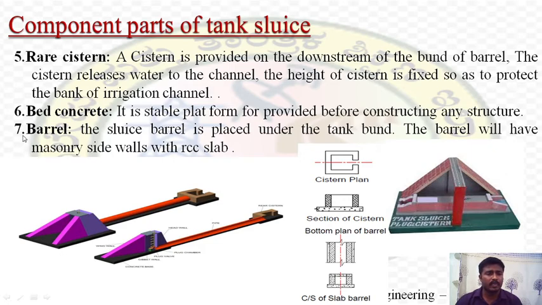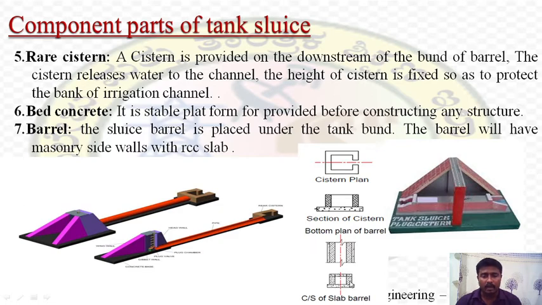Next definition is the barrel. This is called a barrel. The sluice barrel is placed under the bund. This is an earthen bund, so the sluice barrel should be provided under the bund. The barrel will have masonry side walls with a cover RCC slab. Here this is the cross section of a barrel. It consists of a side wall on two sides, and the side walls should be constructed.